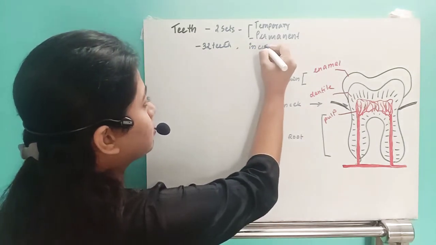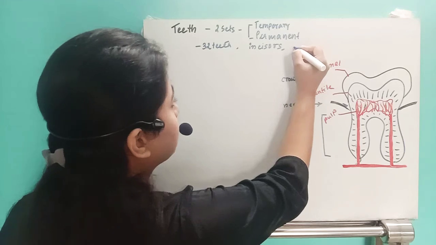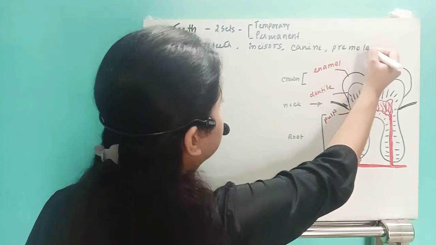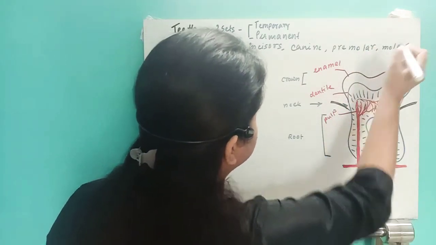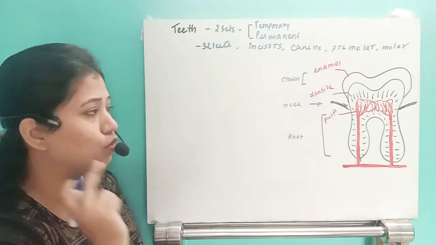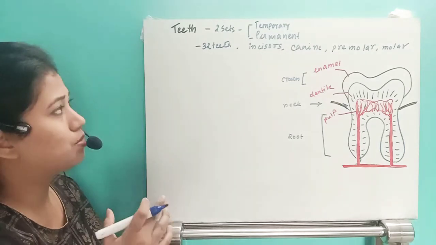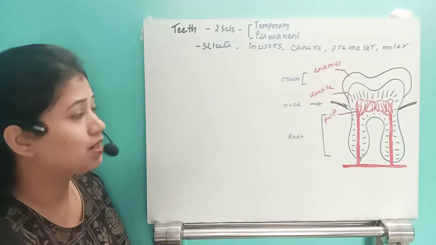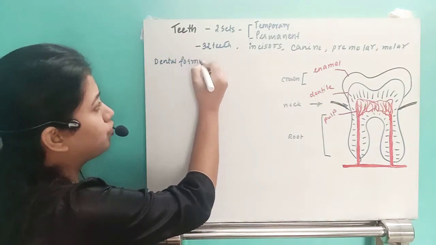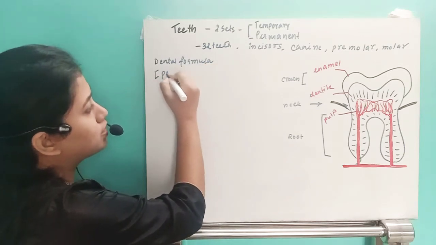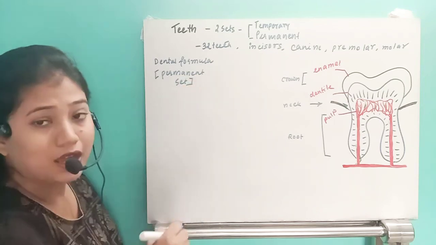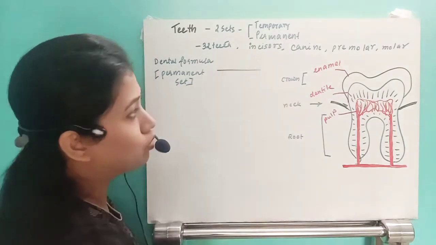First one is the incisors. Second one is the canine. Third one is the premolar. And the fourth type of teeth is the molar teeth. So we have incisors, canines, premolars and molars. The 32 teeth present on both the jaws are 16 in each. And if you see the dental formula of human, of the permanent set, how many premolars and molars do we have?